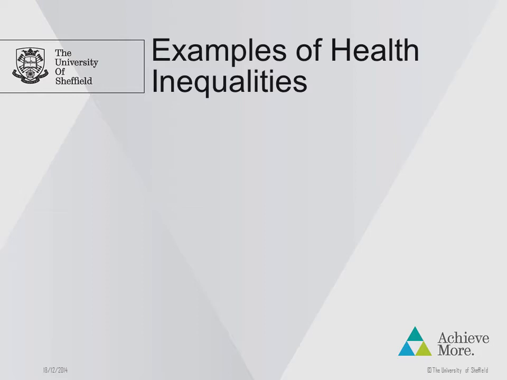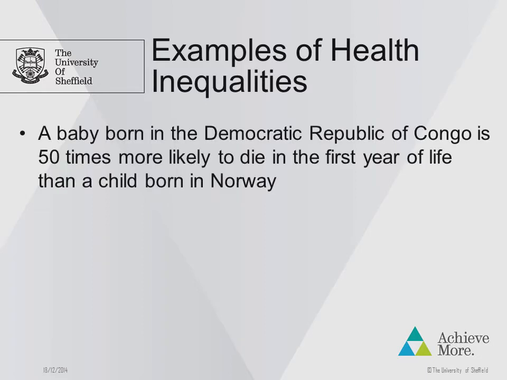Let's look at some examples of health inequalities. A baby born in the Democratic Republic of Congo is at least 50 times more likely to die in the first year of life than a child in Norway. This is obviously a massive difference.